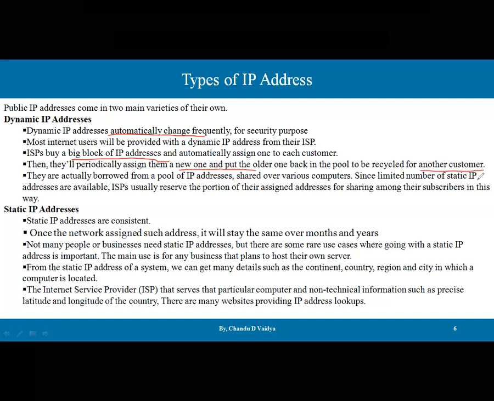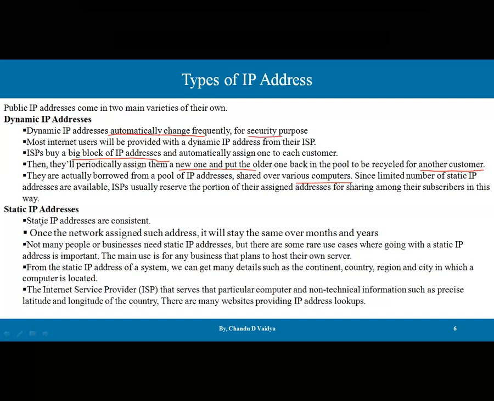So whatever IP address is assigned to one customer is going to be changed after some time, and it is going to be kept in the pool so that it can be assigned to another customer. So this is the beauty of dynamic IP addresses. They are actually borrowed from the pool of IP addresses shared over the various computers. Since a limited number of static IP addresses are available, ISPs usually reserve a portion of these assigned addresses to share among their subscribers in this way. Okay, so this is what the dynamic address is. For security reasons, they automatically change frequently.